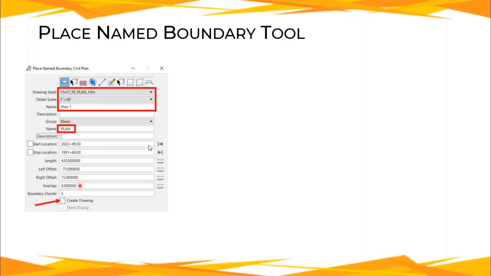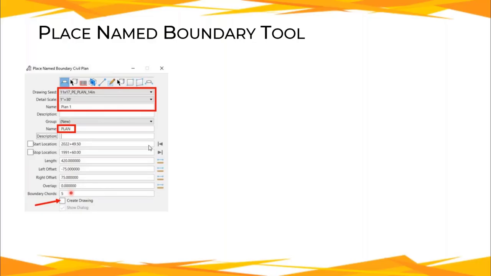Overlap, I would put as 0 if I was doing match lines. If you don't want overlap and you just want to do straight up match lines, you can do that. Or if you put like a 50-foot overlap, then what that'll do automatically is overlap each name boundary by a total of 50 feet. So let's say I put 50 in here, it'll extend the first name boundary 25 feet past whatever the limit is, and it'll push the next name boundary 25 feet back for a total of 50. So that's how it gets the overlap.